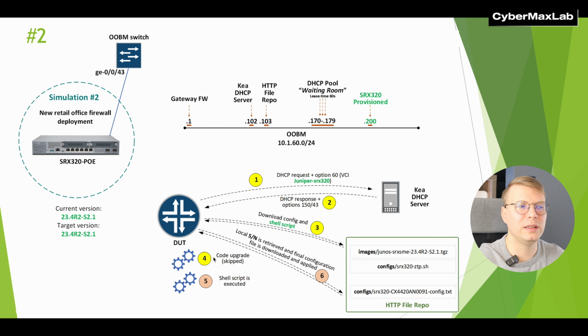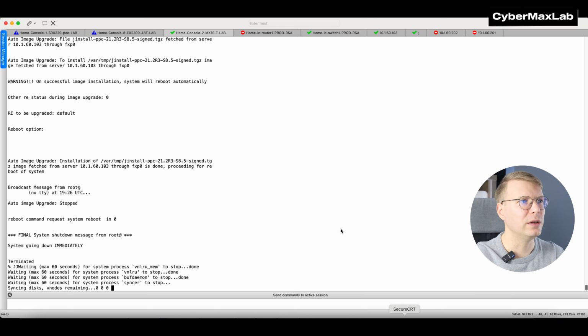Next step, it is attempting to do the code upgrade, which will be ultimately skipped because it is already running the correct version. And next, it will execute the shell script. In the shell script, it will extract the local serial number, and then it will construct the file name for the final configuration using its serial number in the middle, as you can see here. Then it will reach out to the file repo and download that unique configuration file for that specific device, and it will commit it. So let's go and have a look.